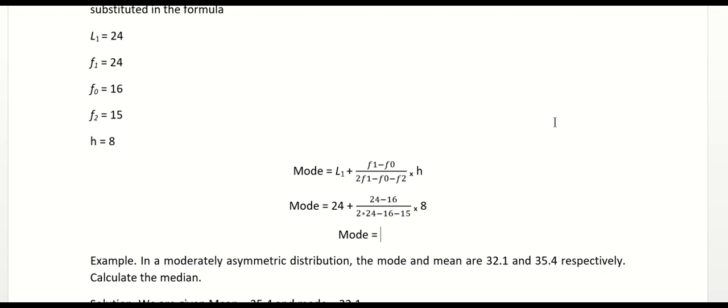So the answer we get from here is 27.76. Once you solve it, you will get the answer mode, that is 27.76, right?